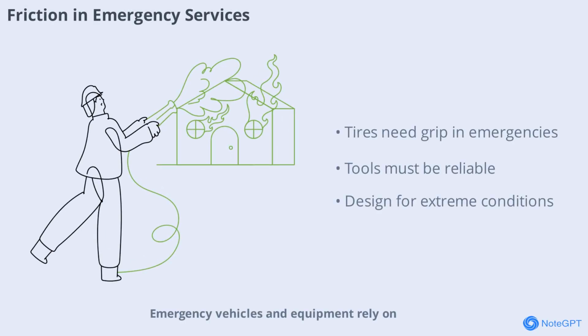Emergency vehicles and equipment rely on sliding friction for safety and performance. Ambulances need tires with good grip, and rescue tools must function reliably under pressure. Engineers design equipment to work in extreme conditions, balancing friction for speed and control. Sliding friction can make the difference in life-saving situations.